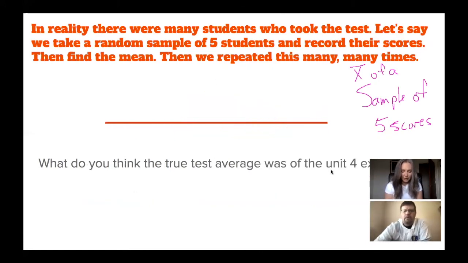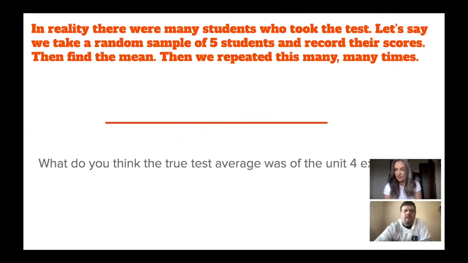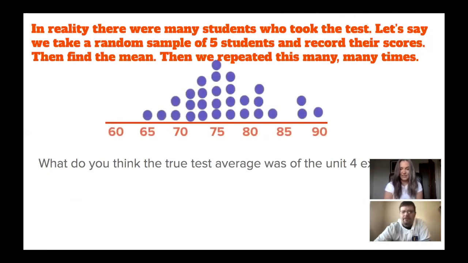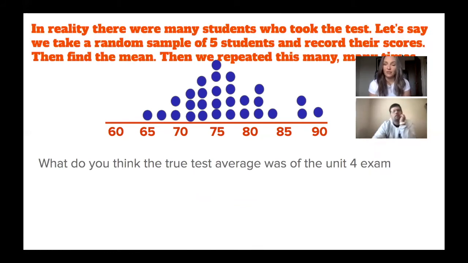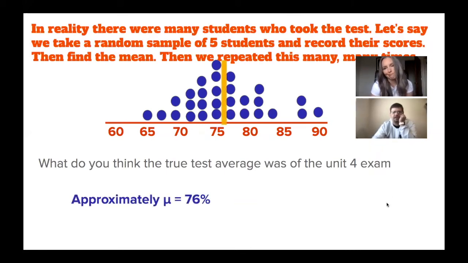Okay, so here we are, we've got a sampling. Why do we have a sampling? Because I didn't want to take the time to look at 85 different test scores. So looking at our dot plot, what do you think the true test average of the unit four exam is, if we just look at it? I mean, it's still in that 75-ish range, maybe a little bit higher, might say 76 or 77, but it's still pretty close, as Grandpa used to say.